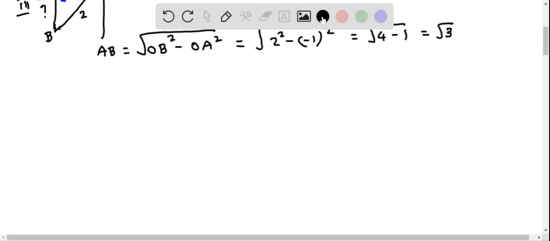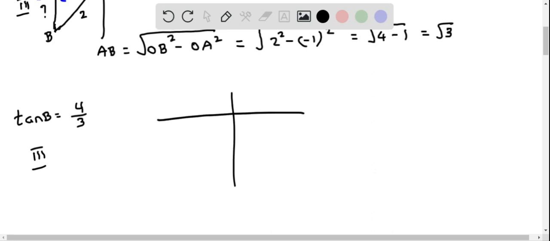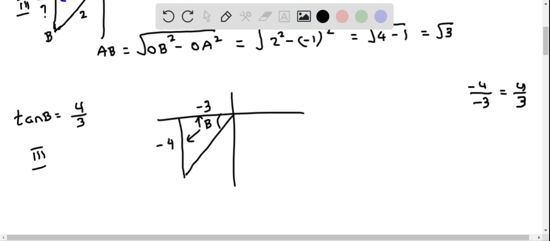So let me do that here. We have tan B equals 4 thirds, and this is also in quadrant 3. So let me construct another right triangle in quadrant 3. So it is like this. So this angle is B. We are given tan B equal to 4 by 3, which is opposite by adjacent. So this is in fact negative 4 because it is down below the x-axis, and this side length is negative 3. So when we find tan B, this will be negative 4 over negative 3, and this is equal to 4 by 3. So basically tan B equals 4 by 3.